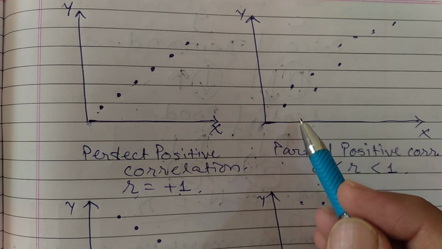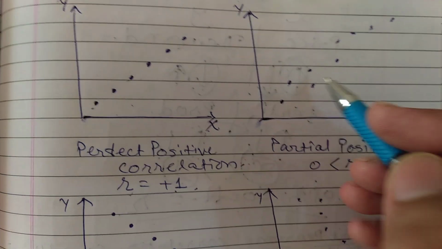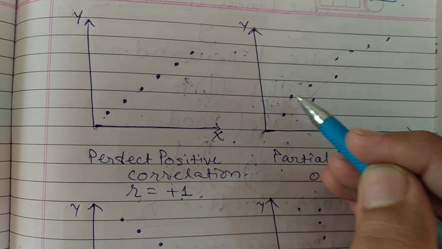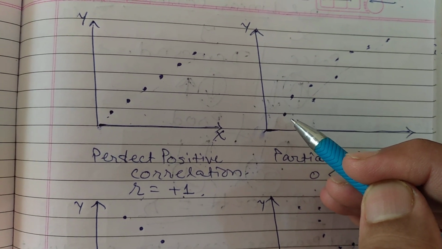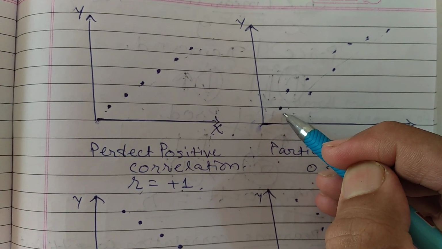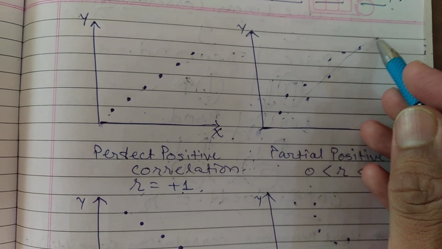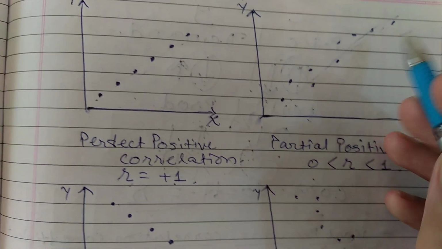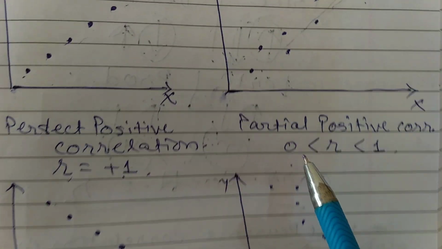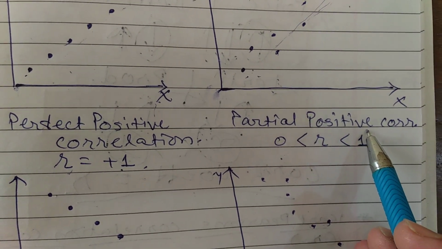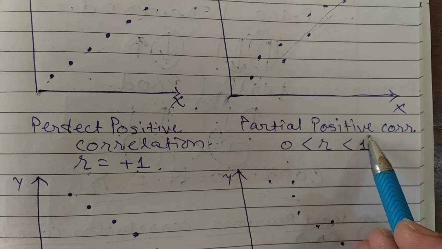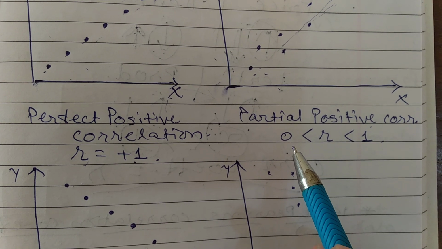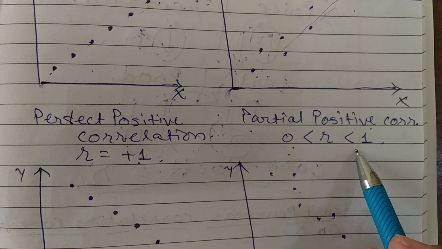Same way, if the values are placed on a graph but not in a same straight line, that is a little bit different. It starts from left hand side bottom to right hand side in an upward direction, but these values are not placed on a same straight line. This type of correlation is called partial positive correlation. And the value of r, the correlation coefficient, will always be between 0 and 1.